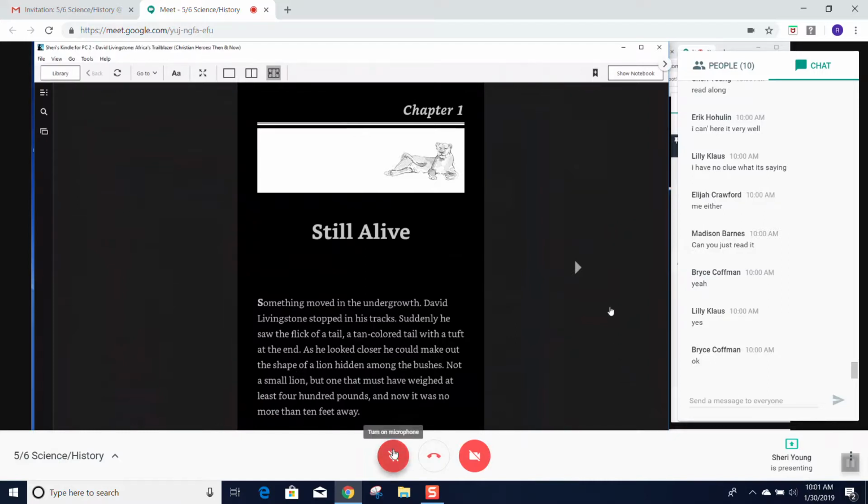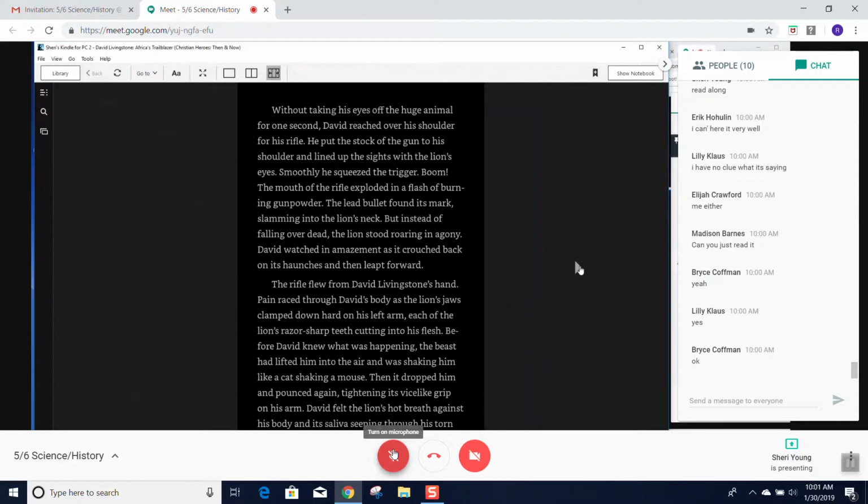Still alive. Something moved in the undergrowth. David Livingstone stopped in his tracks. Suddenly he saw the flick of a tail, a tan-colored tail with a tuft at the end. As he looked closer, he could make out the shape of a lion hidden among the bushes. Not a small lion, but one that must have weighed at least 400 pounds. And now it was no more than 10 feet away.